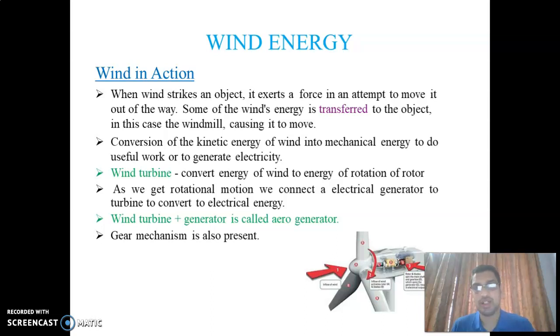Actually, the energy conversion takes place from kinetic energy to mechanical energy by using the windmill, and finally mechanical energy to electrical energy by using the generator. The wind turbine converts wind energy to mechanical energy. There is one equipment called an aero generator, which is the combination of wind turbine plus generator.